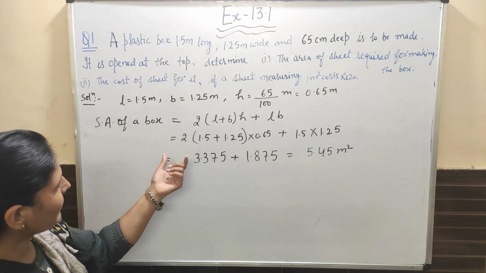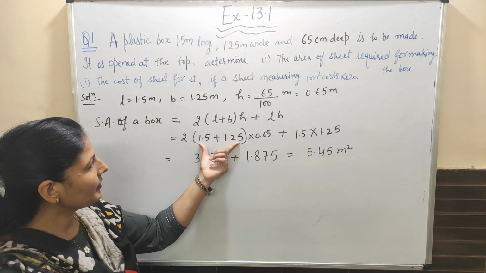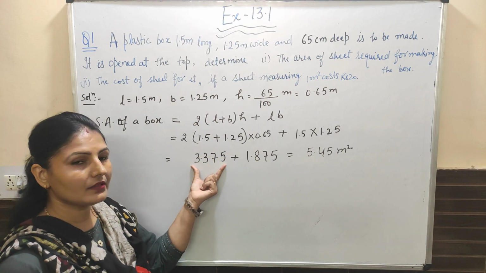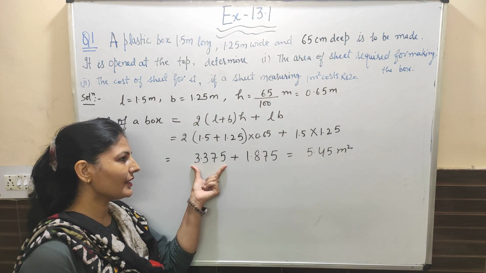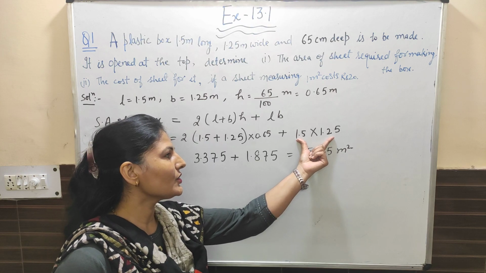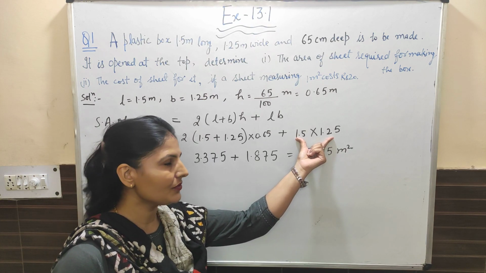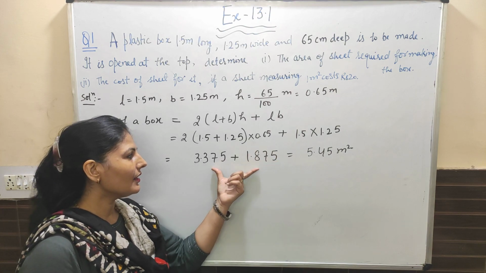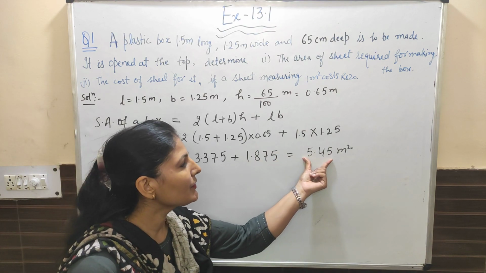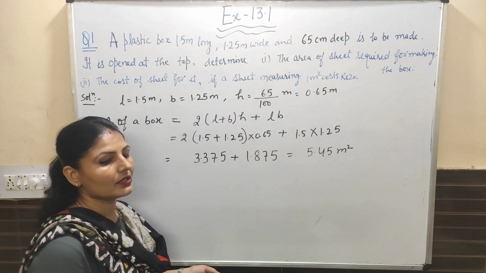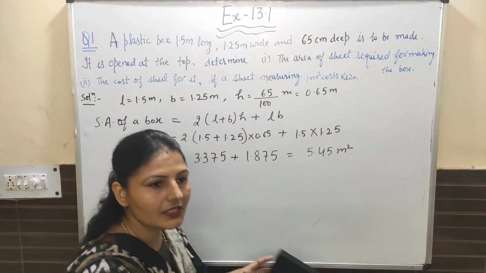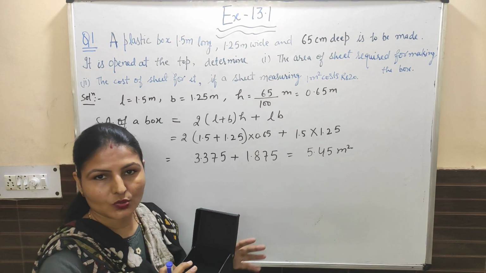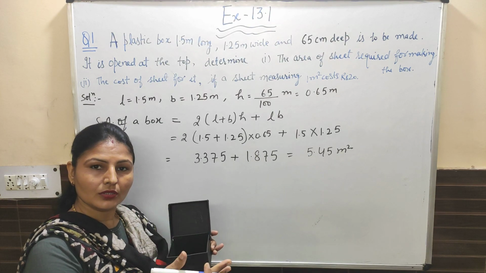When we add them and multiply these 3 terms, we will get 3.375. And after multiplying these two terms, 1.5 and 1.25, we get 1.875. After adding them we get 5.25 meters square. Means area of this box is 5.25 meters square without top.